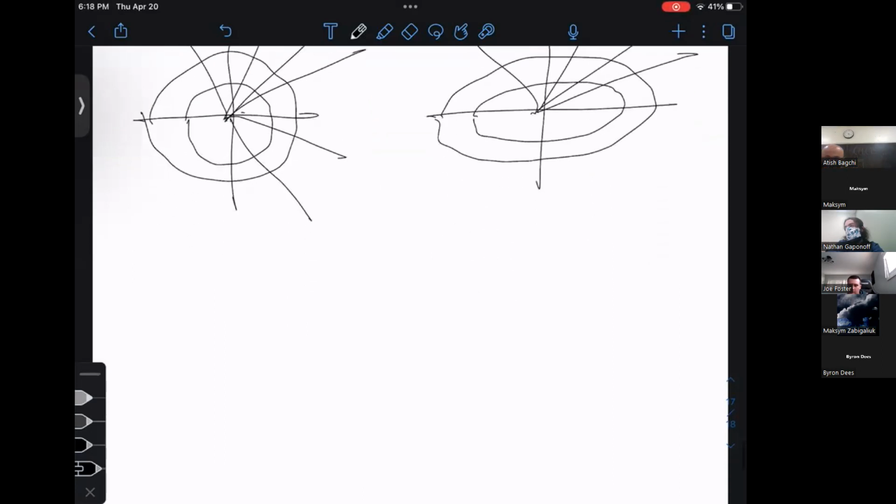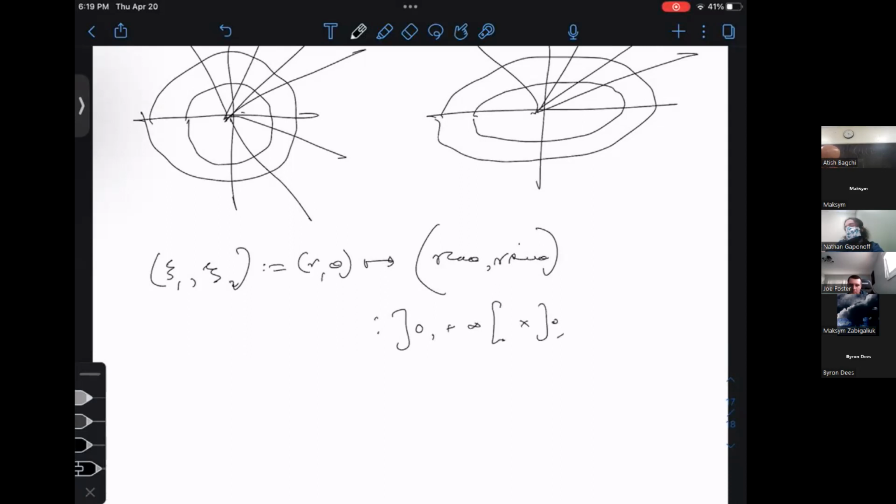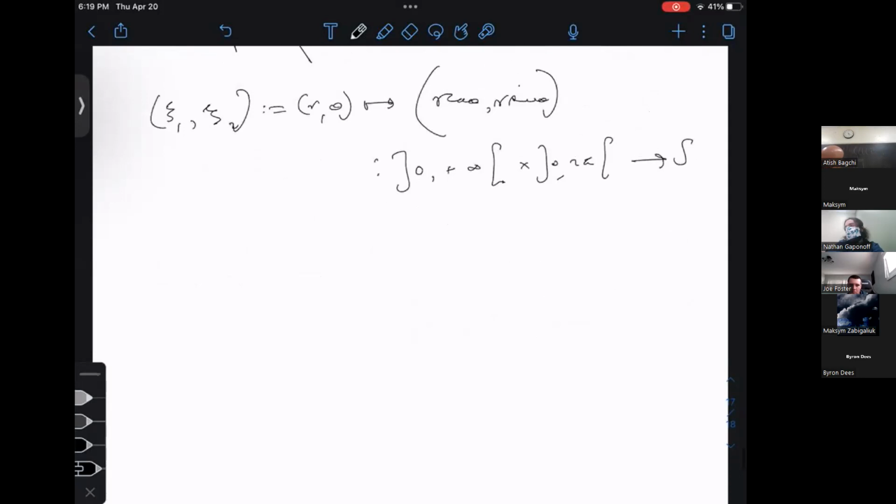Okay, so this is the first part. Then there's a bijection which is written over there. Let me write that down. So C1, C2 is defined to be (r, theta) going to (r cosine theta, r sine theta) from 0 to plus infinity cross 0 to pi to S. So in this case, it would be C1, C2, sending (r, theta). R and theta are two different things in the two different cases. Okay?